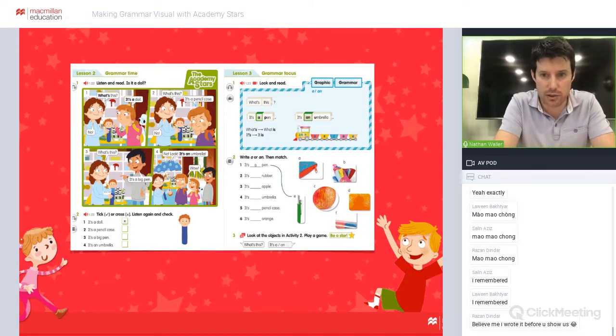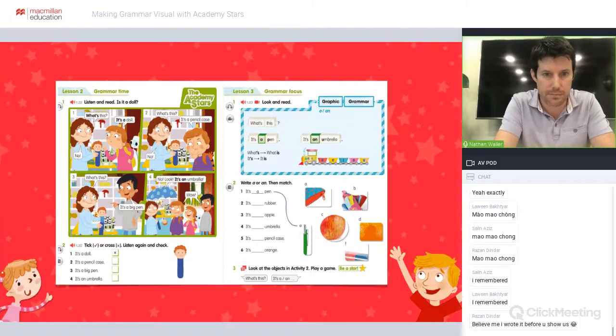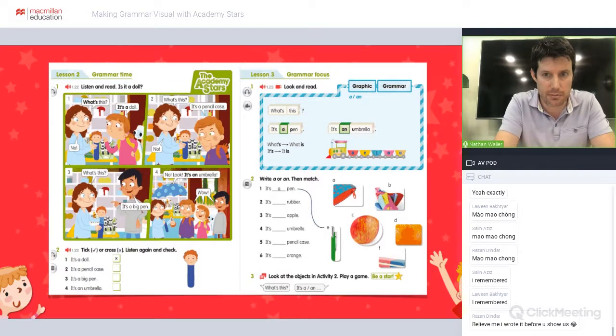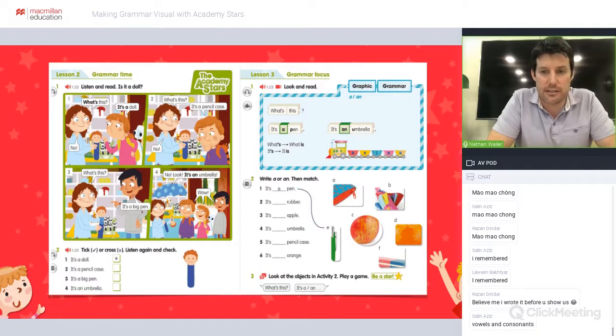If I can zoom, I will. Is that a bit better? So what prior knowledge? We did prior knowledge in the last one. They needed the alphabet, they needed colors. What things do they need for this? They need knowledge of vowels and consonants, okay? Some adjectives.